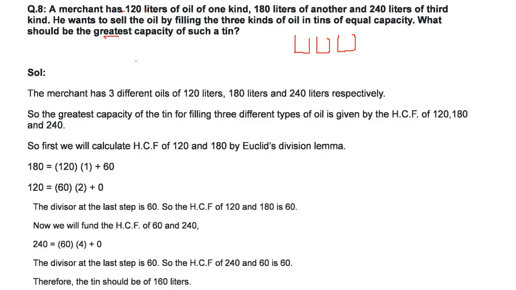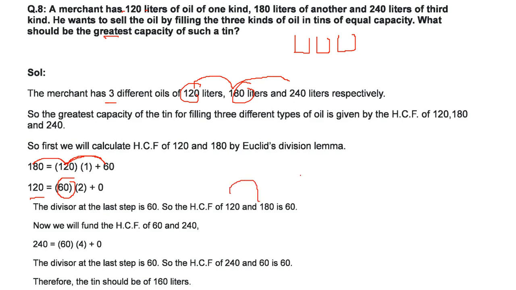So how do we find out the HCF of these three? First of all, three different oils are there: 120, 180 and 240. Let us take 120 and 180. Which one is the bigger? 180 is the bigger. So 180 can be represented as 120 into 1 plus 60. Now the remainder is not 0, so we'll take again 120 and 60. 120 is simply 60 into 2 plus 0. So this 60 is the HCF of 120 and 180.